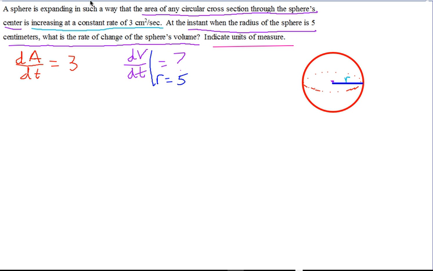So let's start with what we know. Well, in this case, there's not really an equation that relates them easily. You would usually know off the top of your head the volume of the sphere and the area of the circle. So let's start with the formulas we do know. Volume of the sphere, remember, is 4/3 pi r cubed. Since we're looking for dV/dt, let's start with that one and take the derivative.